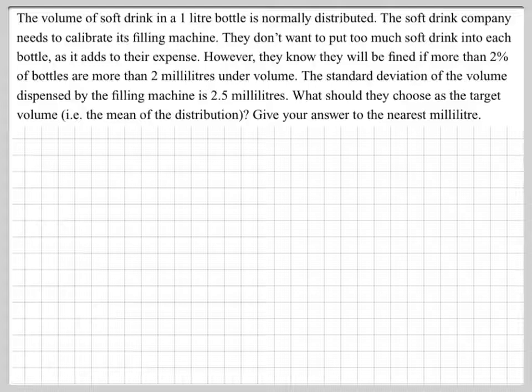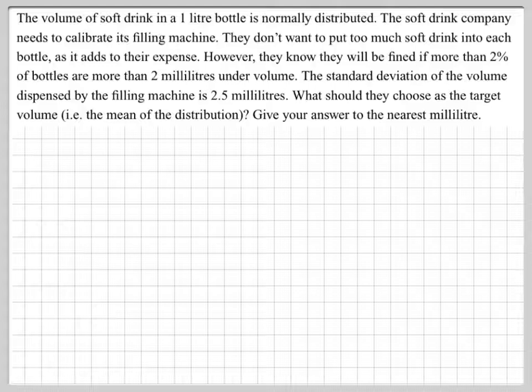Okay, the volume of soft drink in a 1 litre bottle is normally distributed. The soft drink company needs to calibrate its filling machine. They don't want to put too much soft drink into each bottle as it adds to their expense. However, they know that they will be fined if more than 2% of bottles are more than 2 millilitres under volume. There's some big hints there for you. Volume being 1,000 mils, I'd say, because it's a 1 litre bottle.